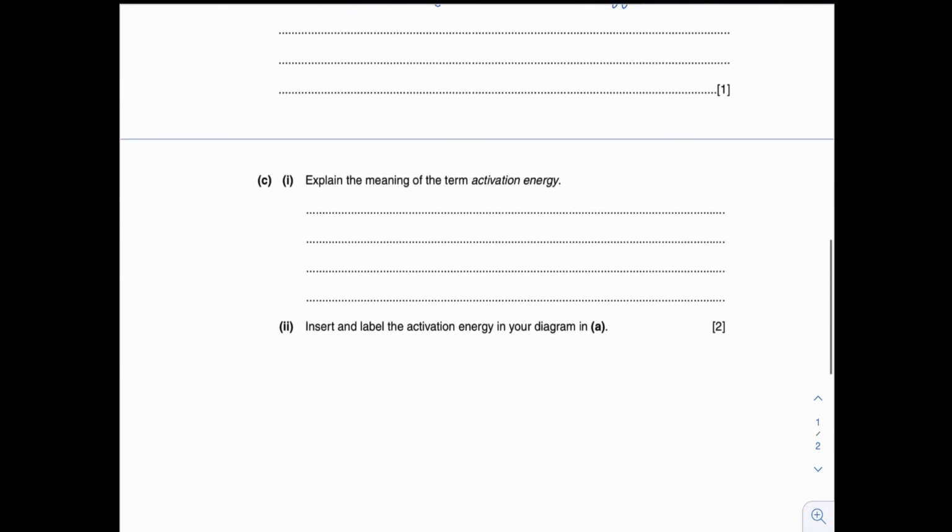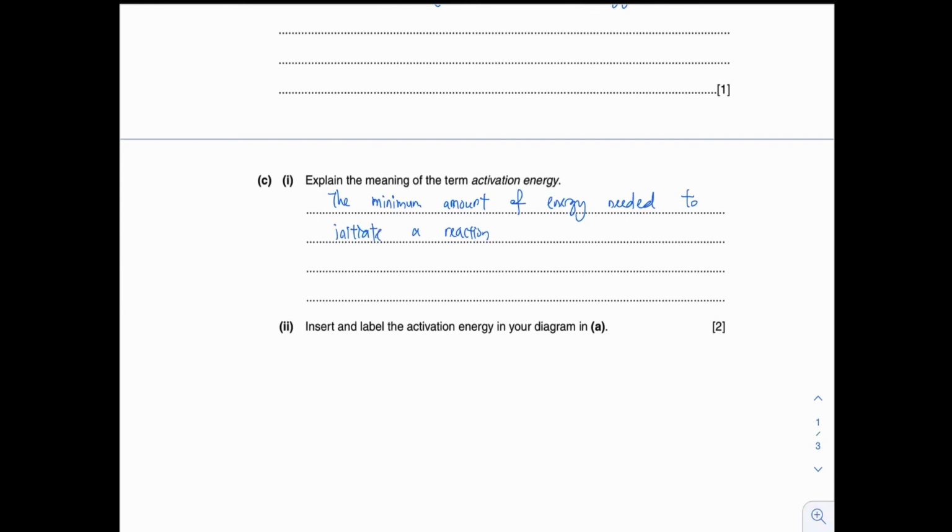Alright, so for question 1c, explain the meaning of the term activation energy. Well, activation energy is the minimum amount of energy needed to initiate a reaction. Alright?